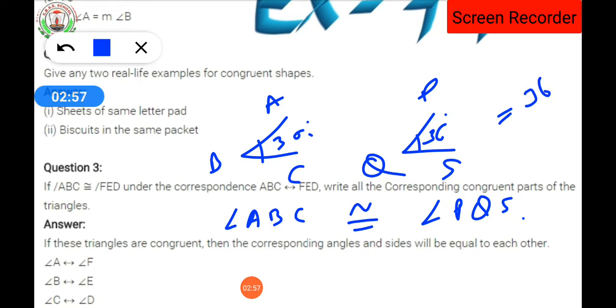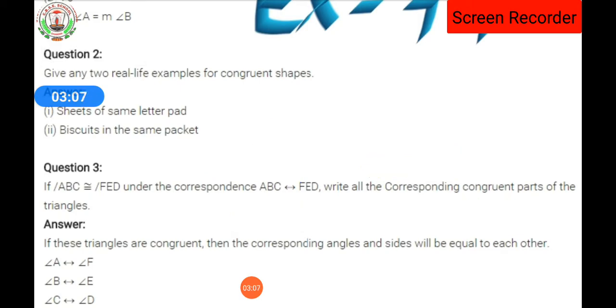If one of the angles is 36 and another angle is 37, we can say that angle ABC is not congruent to angle PQR. उसका जो एंगल है वो सेम रहेगा तभी आपस में वो कॉन्ग्रुएंस कहलाएगा. Clear? The same measurement should be there, then only it is said to be congruent. So this is the congruence of angles, which is a basic thing.